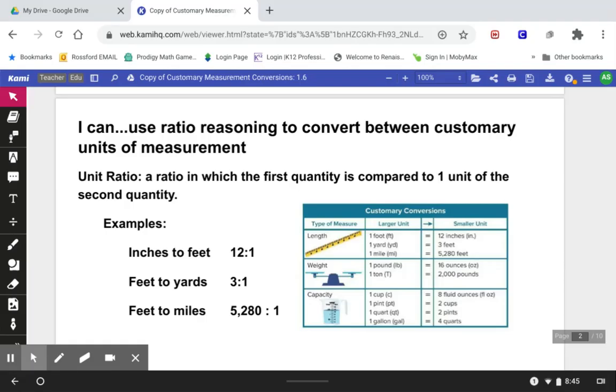A unit ratio is a ratio in which the first quantity is compared to 1 unit of the second quantity. I included a customary conversion table and also some examples. So for inches to feet, the ratio is 12 to 1. There's 12 inches for every foot. For feet to yards, there's 3 feet for every yard. And for feet to miles, there's 5,280 feet for every 1 mile. So let's dive into some examples.